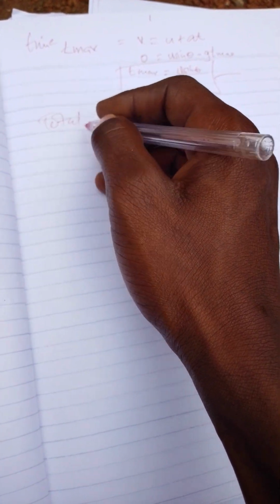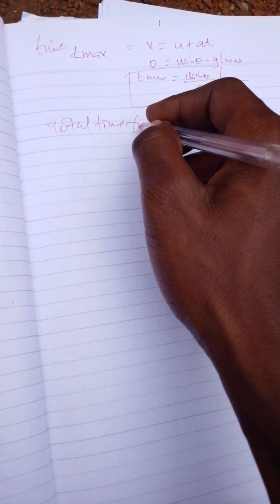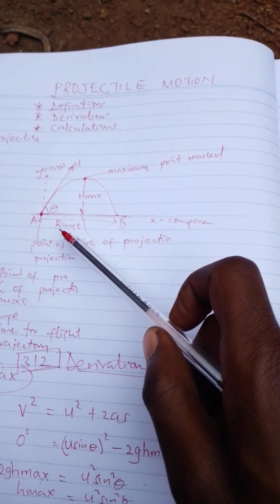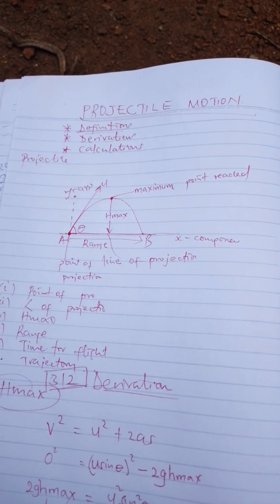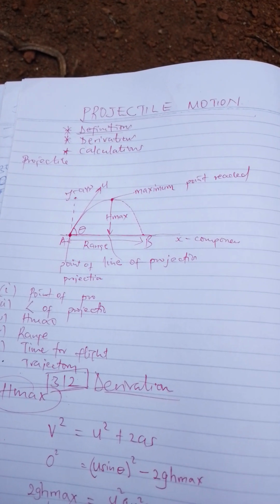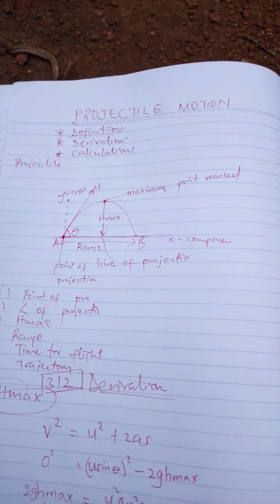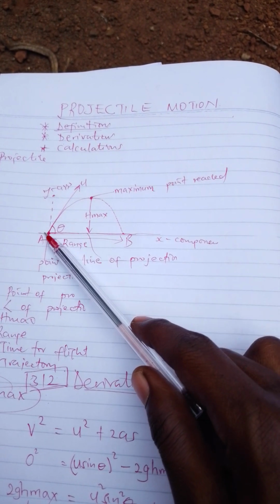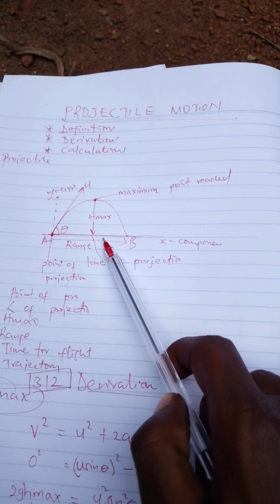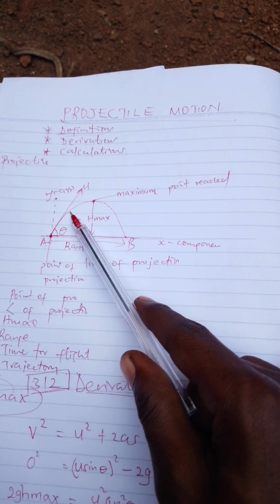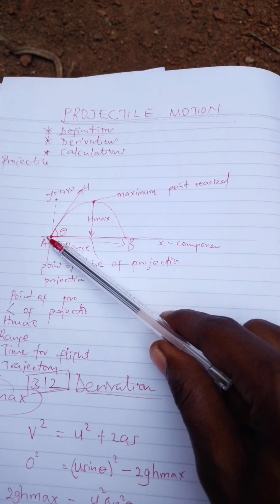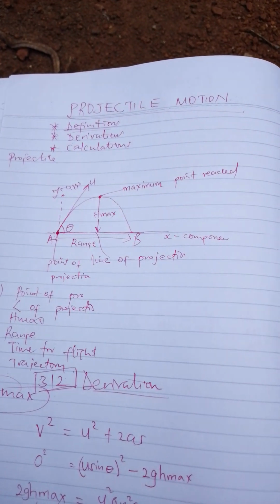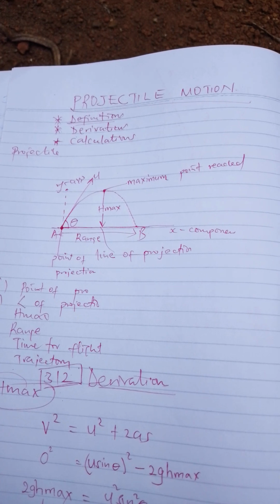Then total time of flight. We are considering the whole motion from point A to point B. When I want to get the time of flight, I'm going to consider the second equation. s is equal to ut plus a half at squared. But I'm now considering the displacement on the y-axis. The displacement on the y-axis is going to be 0, because the body moved from point A and came back to the same level.